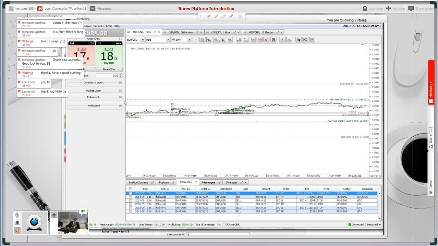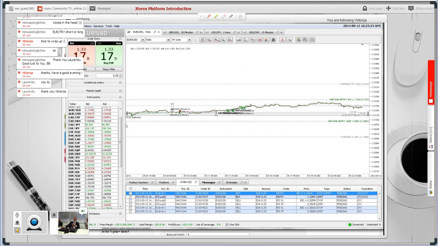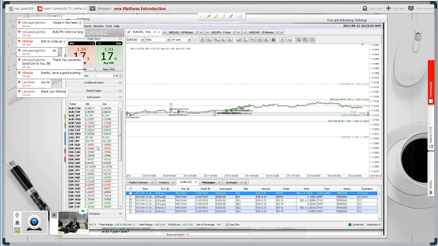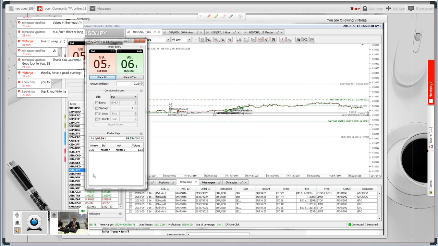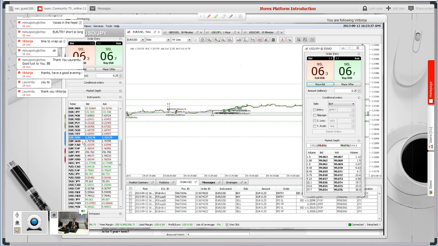How many instruments do we have? About 50. Oh, I want to trade dollar yen. I made a double click on it and I have this window opening. And I will go back on the main platform on the euro dollar. Yes, I can trade on both currencies. I'm not specialist dollar yen, but I trade anyway. I bought my dollar yen and I can put my position here.